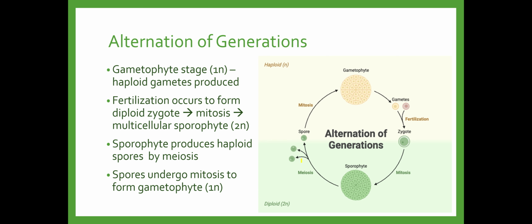So because we're going through meiosis here, this diploid sporophyte is going to produce haploid spores. And then these spores are going to go through mitosis to form the haploid gametophyte, and it starts all over. So at some point in a plant's life, you will have both stages.